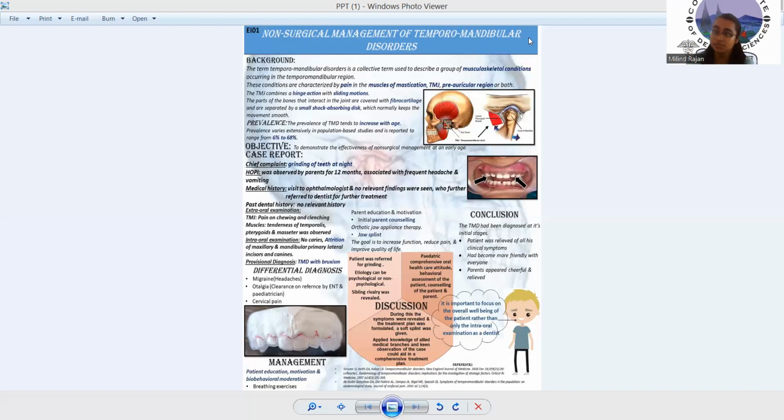During this, the symptoms were revealed and treated, and a treatment plan was formulated. A soft splint, like I mentioned earlier, was provided. The knowledge of our applied sciences and the various allied medical branches, and their application and keen observation, is what really helped us get to the bottom of this particular case, along with the aid of a comprehensive treatment plan.